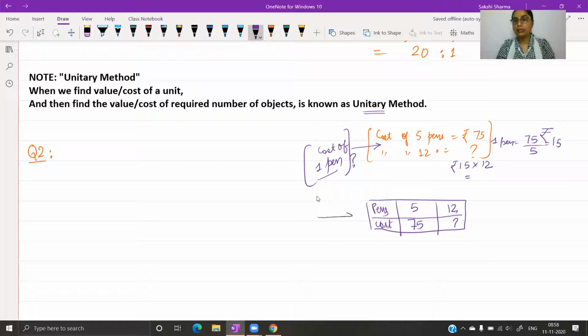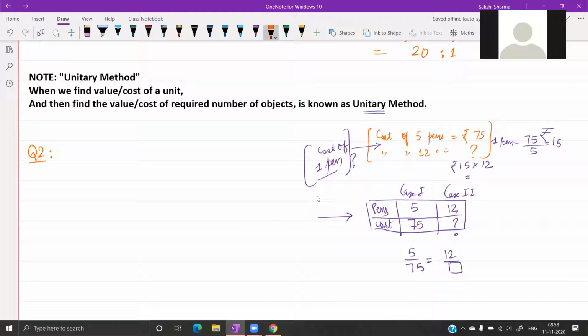Same question can be done by making this table. So we have pens. This is the first case, when we were given 5 pens cost 75 rupees. And then we have the second case where 12 pens, I don't know how much they cost. Since this is forming a ratio, we can write it like this. Instead of that question mark, you can just put a blank here and then solve by cross multiplying.